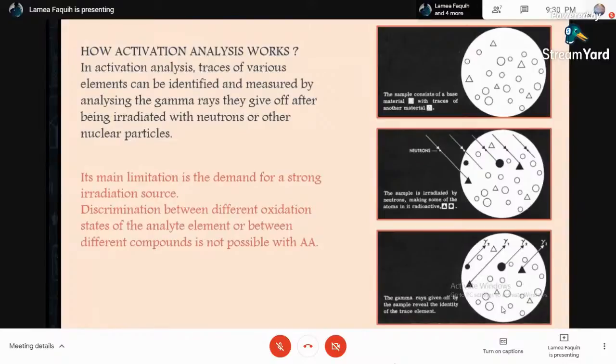The main limitation of this is that it requires a really strong radiation source, which is sometimes harmful also. So that's one of the most important and main limitations of this.